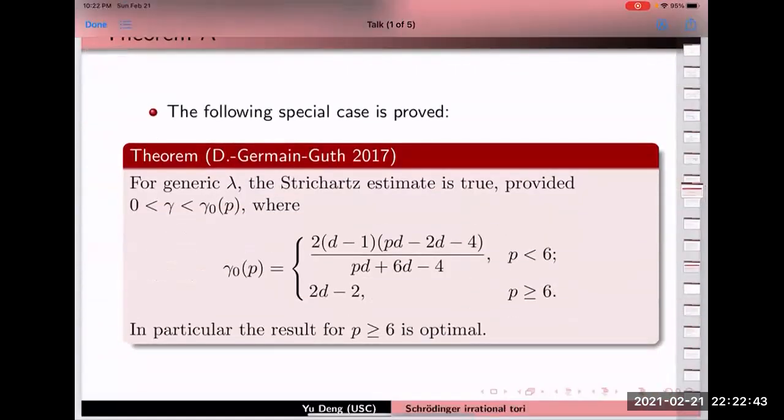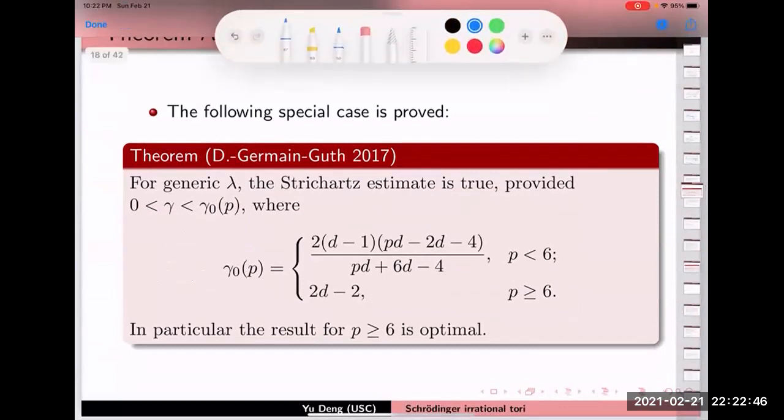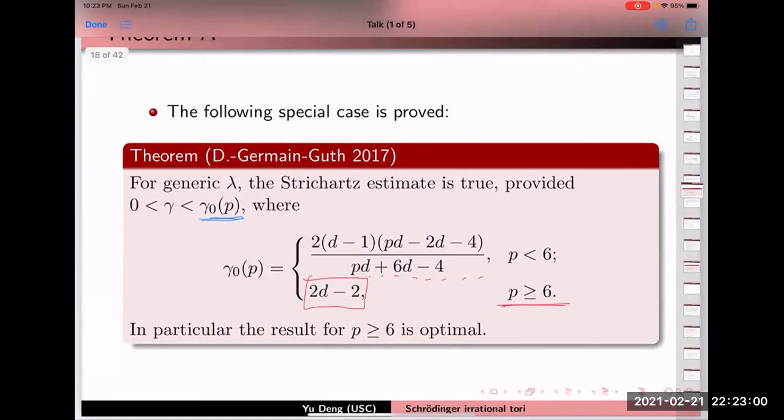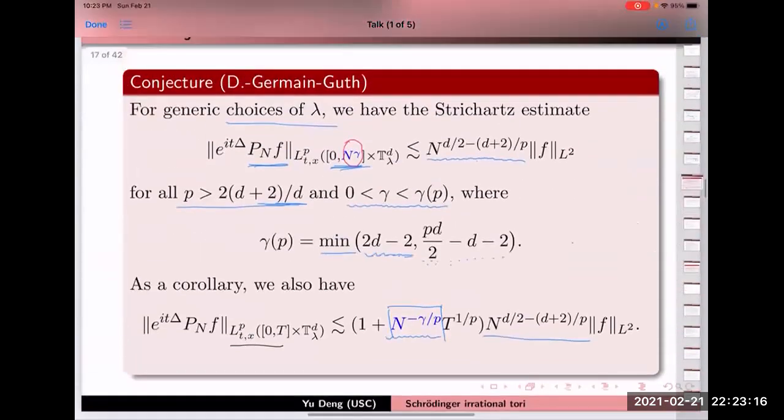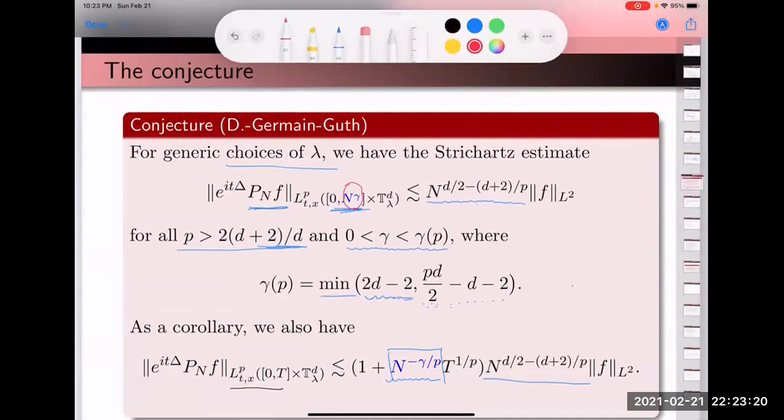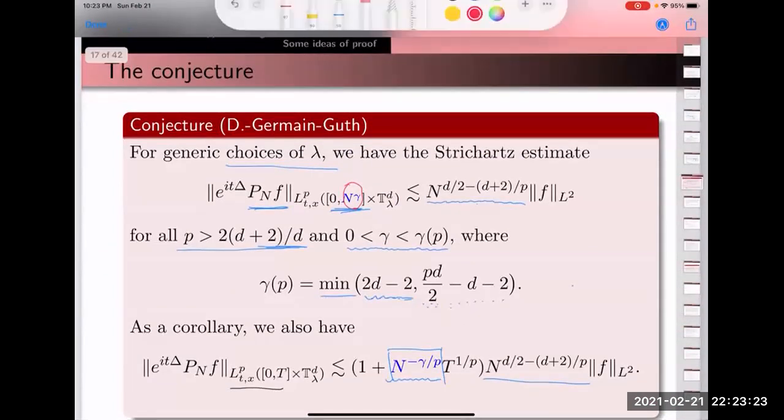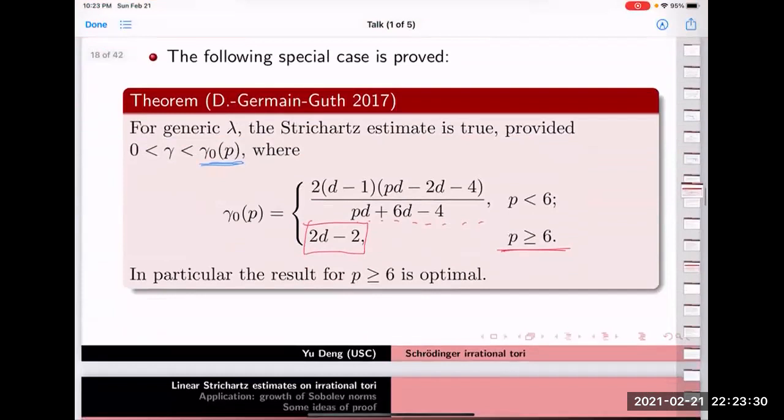So for generic lambda, this Strichartz estimate is true provided gamma is up to this gamma_0(p), where gamma_0(p) is 2d minus 2, a sharp exponent for P bigger than or equal to 6, and is some value which doesn't reach the conjectured exponent when P is less than 6. But the point here is that although for P less than 6 we don't get a full range, we still get that the Strichartz estimate holds for time up to n to the gamma for some positive gamma. So this is a long time Strichartz estimate, especially when n goes to infinity. Okay, so this is our first theorem.